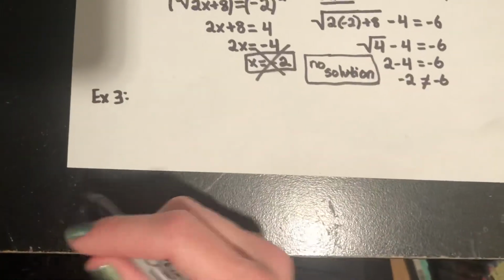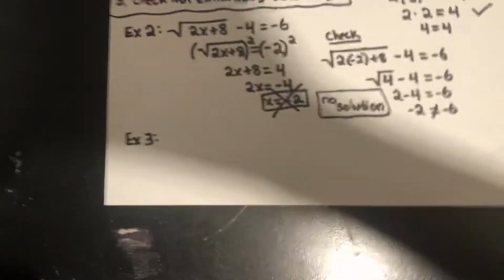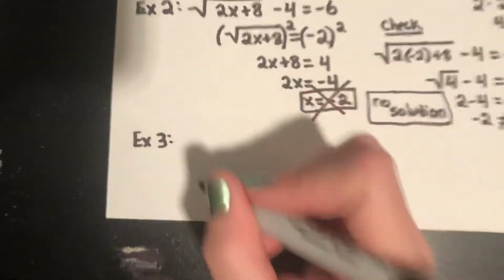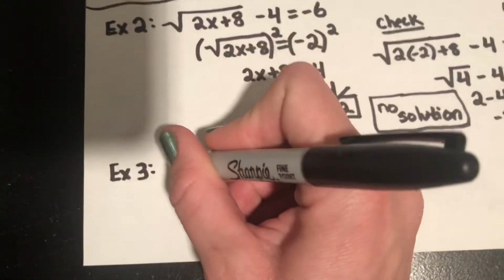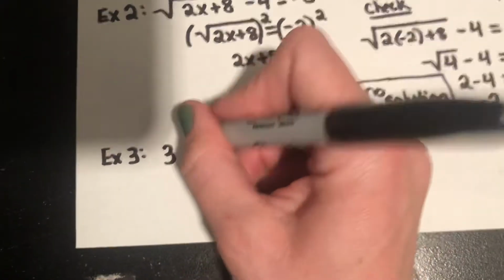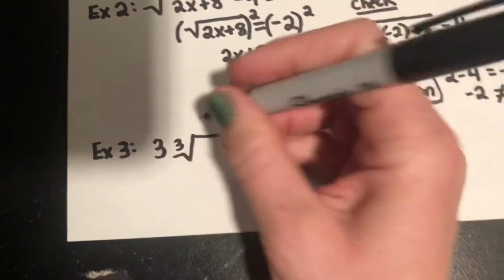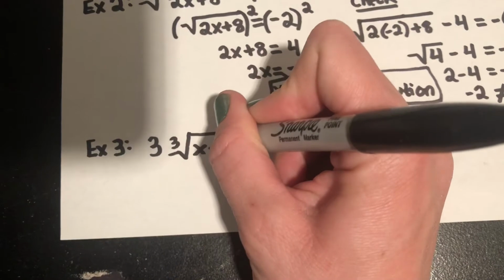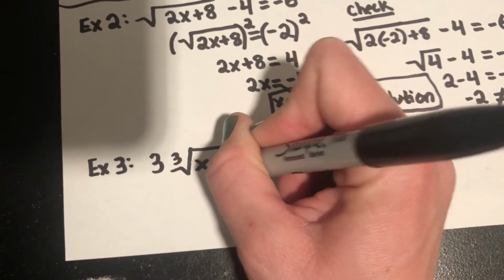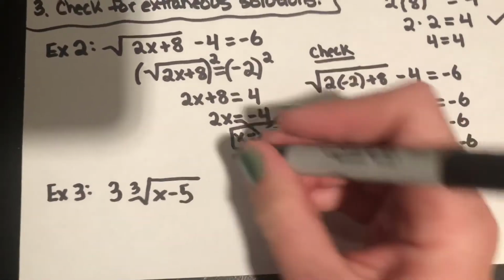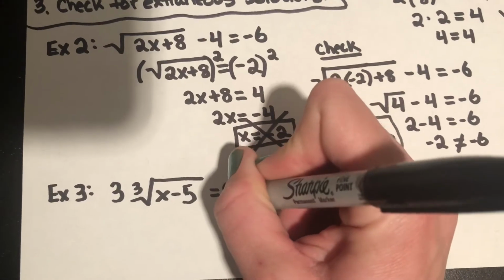All right, our third example. We have 3 times the cubed root of x minus 5, and that's going to equal 9.